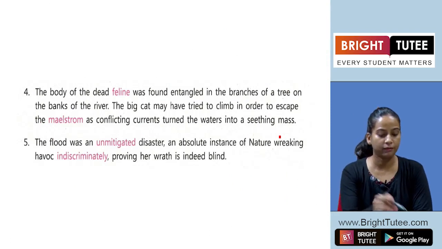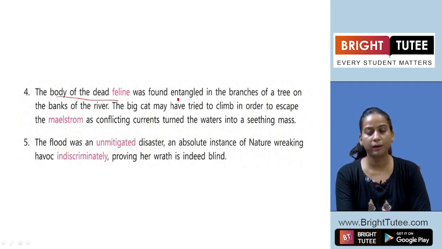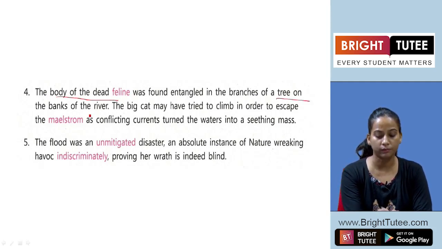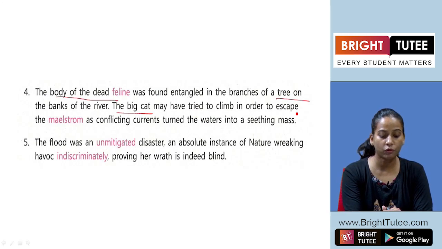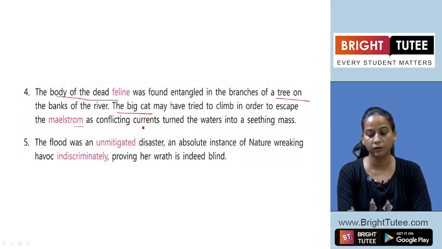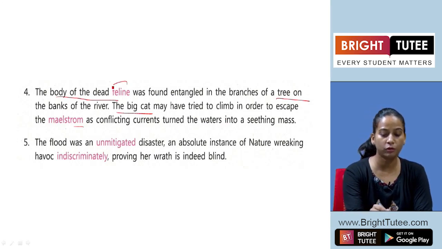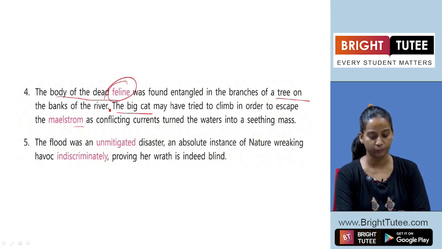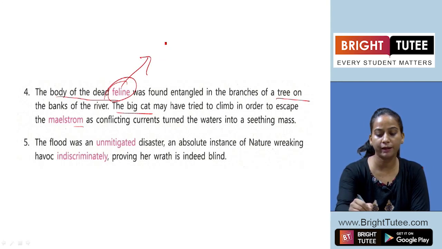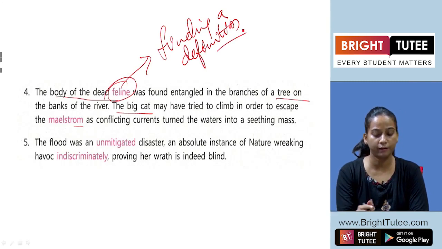In the fourth paragraph, they have given: the body of the dead feline was found entangled in the branches of a tree on the banks of the river. The big cat may have tried to climb in order to escape the maelstrom as conflicting currents turned the waters into a seething mass. Here also, although we are not aware of the exact meaning, after reading this paragraph we have got a hint of what it could be related to. Which technique are we going to follow? Finding a definition, and we get that definition from the next line.